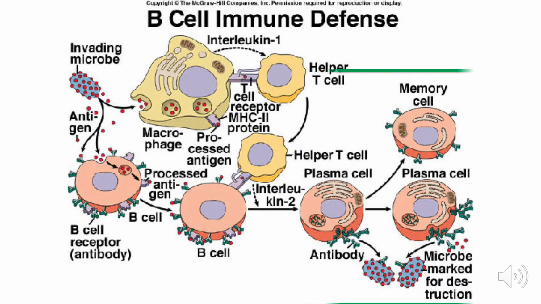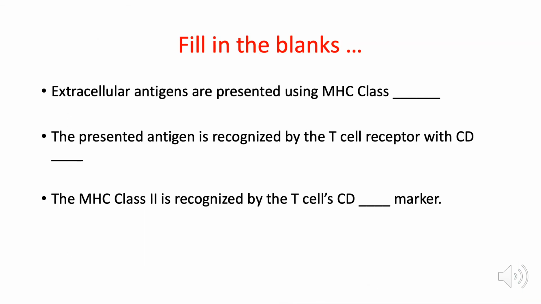And plasma cells, so let's have this fill in the blanks. Extracellular antigens are presented by APCs using MHC class 2. The presented antigen is recognized by the T cell receptor which contains CD3. The MHC class 2 is recognized by the T cell's CD4 marker. Very good.